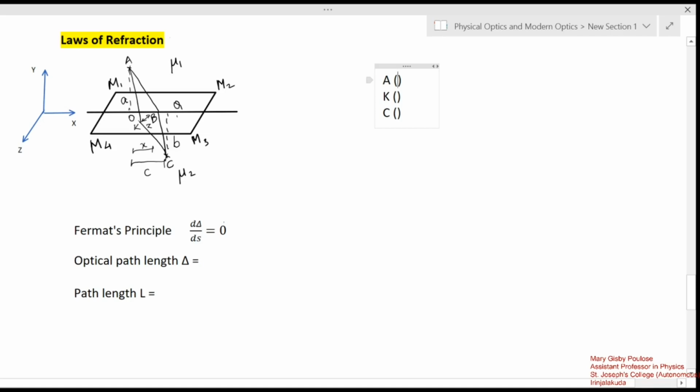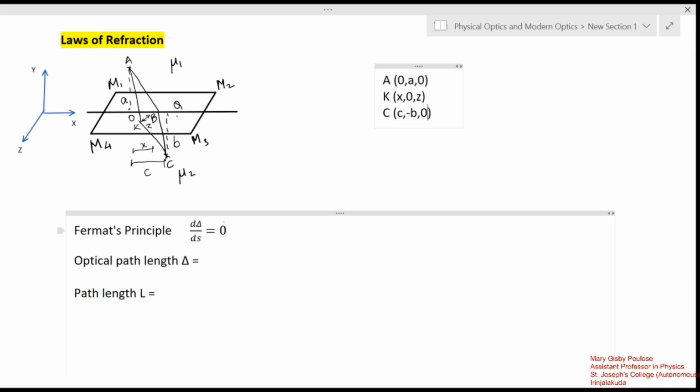So using these values, let us try writing the coordinates of these points. Coordinates of A can be given as 0, a, 0. Coordinates of K can be given as x, 0, z, and the coordinates of C can be given as c, minus b, 0.